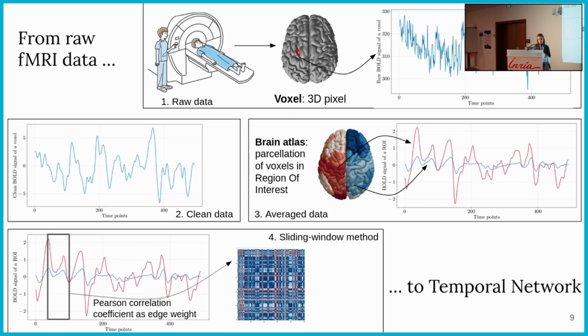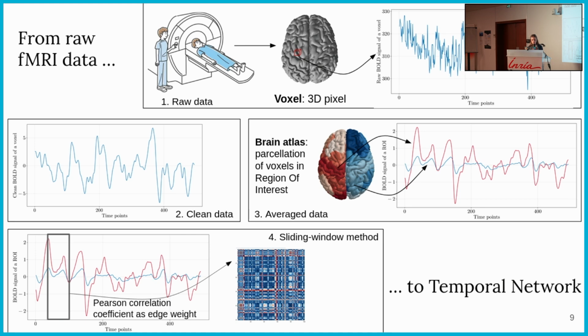And after this, we apply the sliding window method. So we take each couple of brain areas and we take their time series, and then we superpose a window, and within the window we compute the Pearson correlation coefficient, that will be the weight of the edge between the two brain regions we are considering. And we repeat this process for each pair of time series, and so we obtain an adjacency matrix.